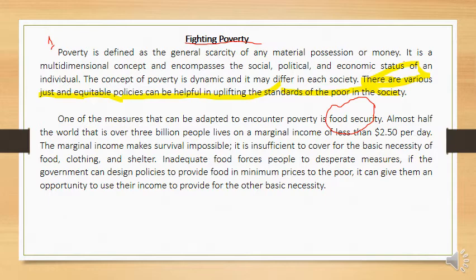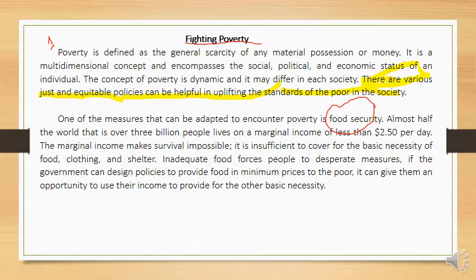I'm giving more details. I'm giving more examples. The marginal income makes survival impossible. It is insufficient to cover for the basic necessity of food, clothing, and shelter. Inadequate food forces people to desperate measures. If the government can design policies to provide food in minimum prices to the poor, it can give them an opportunity to use their income to provide for the other basic necessity. So, food security is the first measure. It means we can divide food equally on poor people.